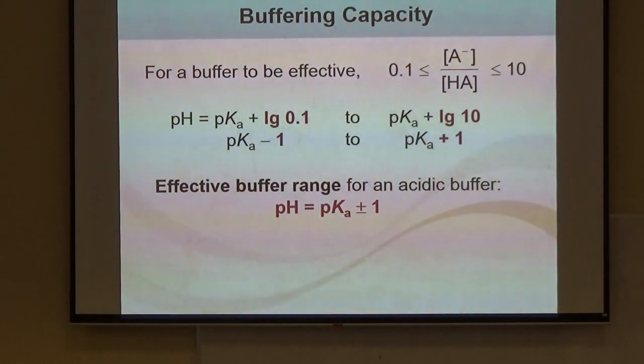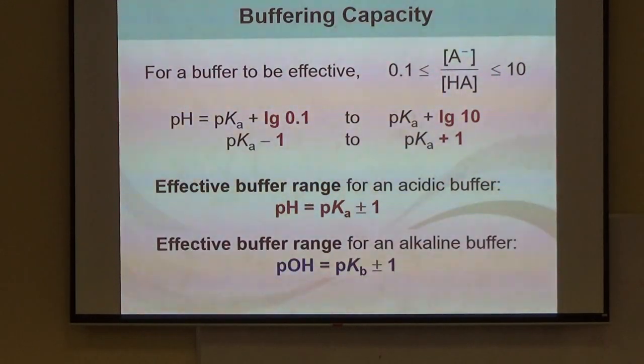Bio students, you all understand this? It would probably occur for you when you get to use this, when you go for your attachment, say at NTU, or you do some molecular biology work, then it's fairly important you understand this. So the effective buffer range for an alkaline buffer is again pKb plus or minus 1.